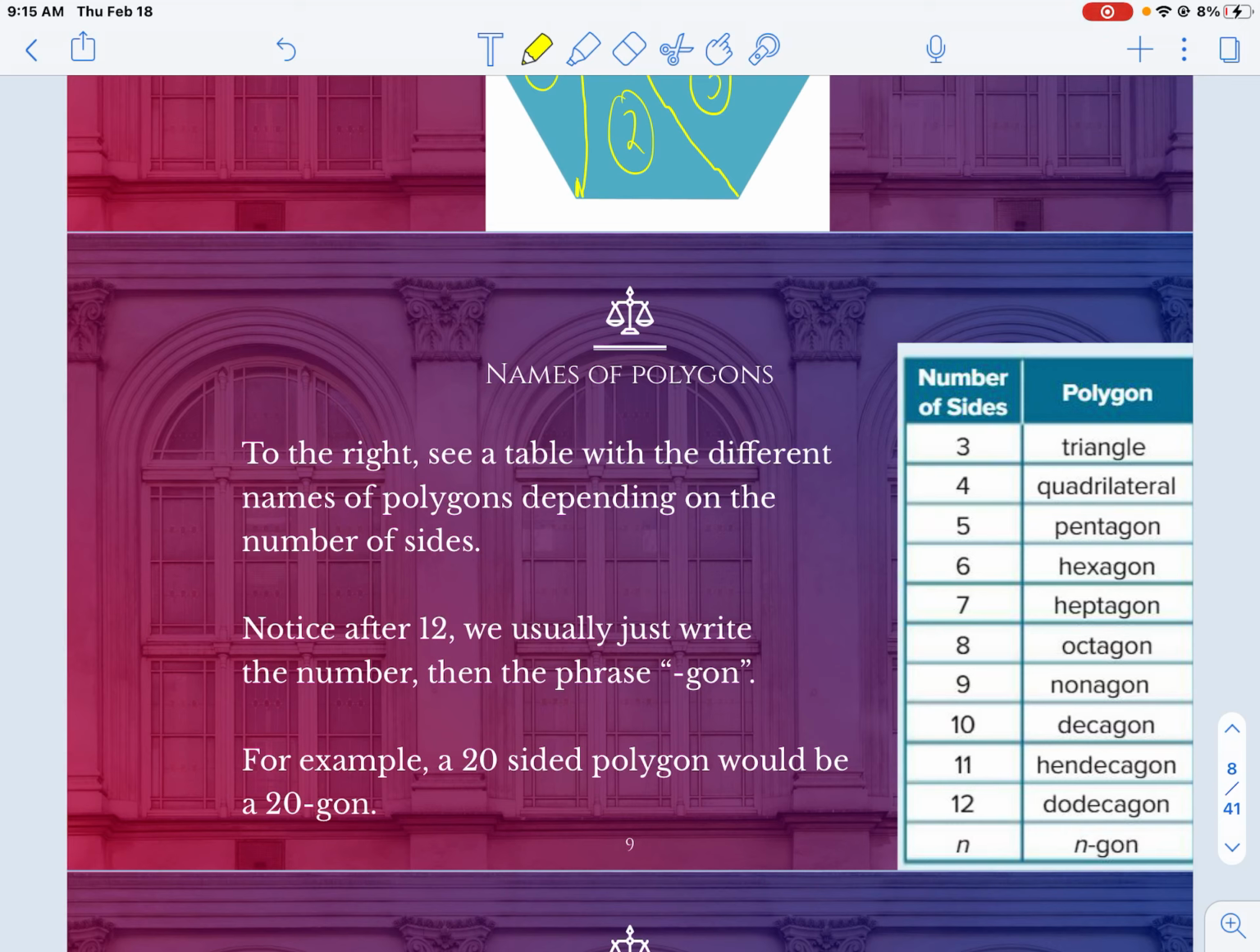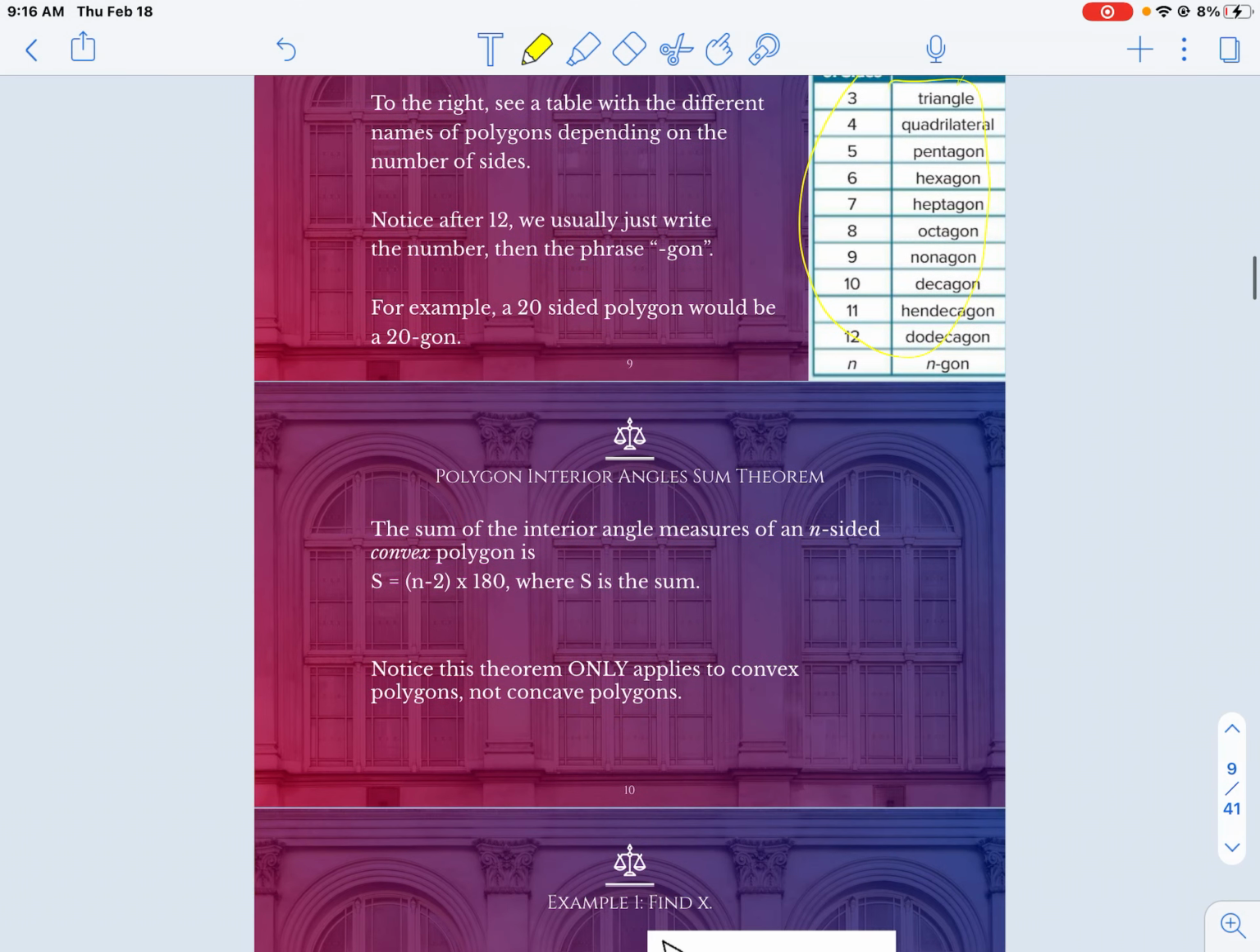Decade, non, usually goes along with 9. But anything after 12, we're just going to put a number and then the suffix gon. So a 30-sided figure is a 30-gon, a 40-sided figure is a 40-gon, a 50-sided figure would be a 50-gon. But these you'll have to know. You have to remember which names go along with which numbers of sides.